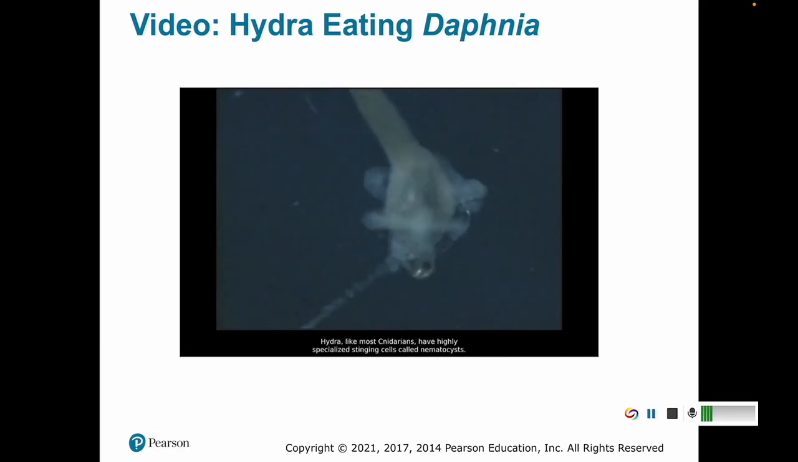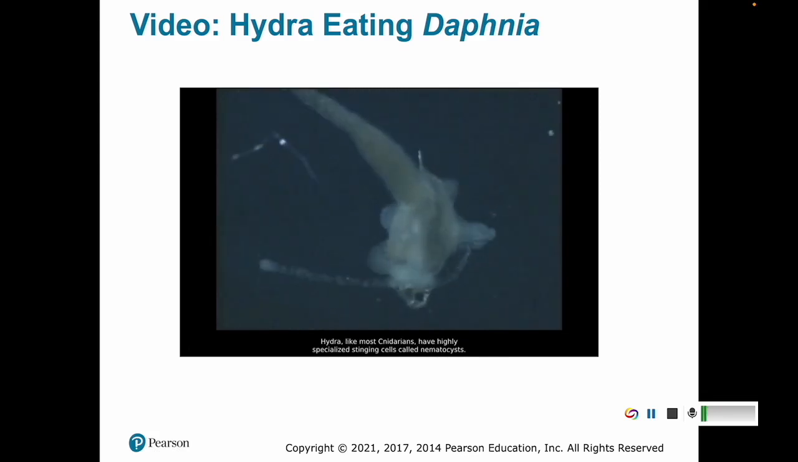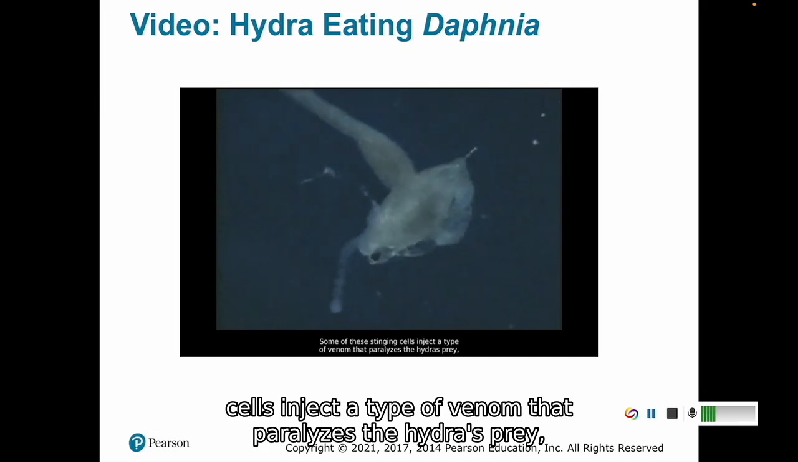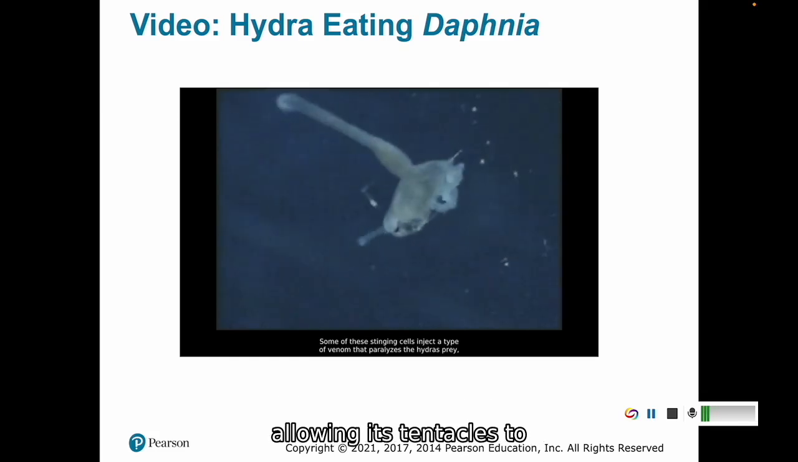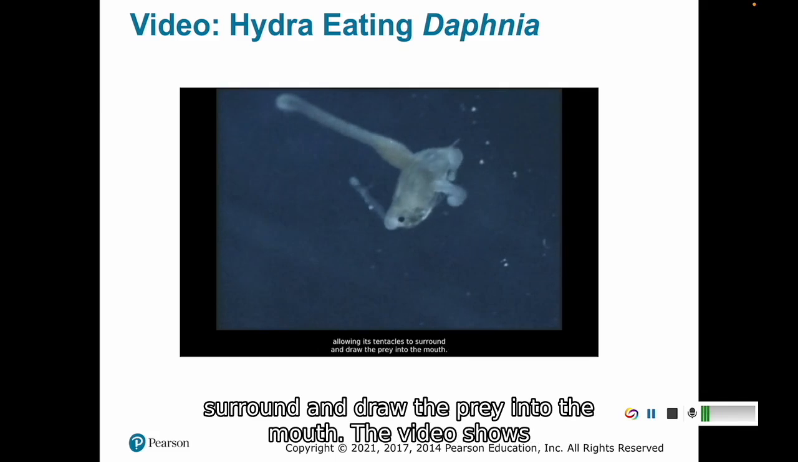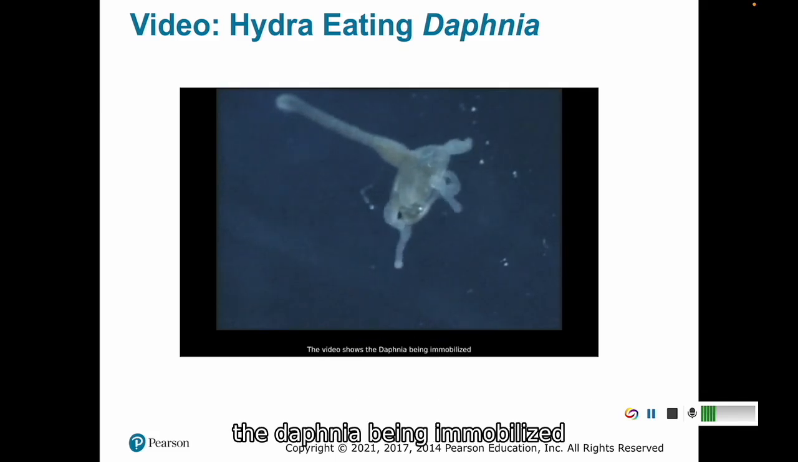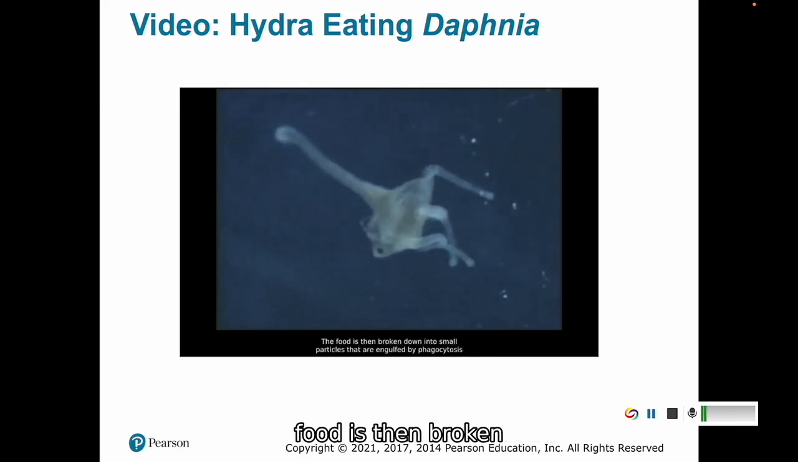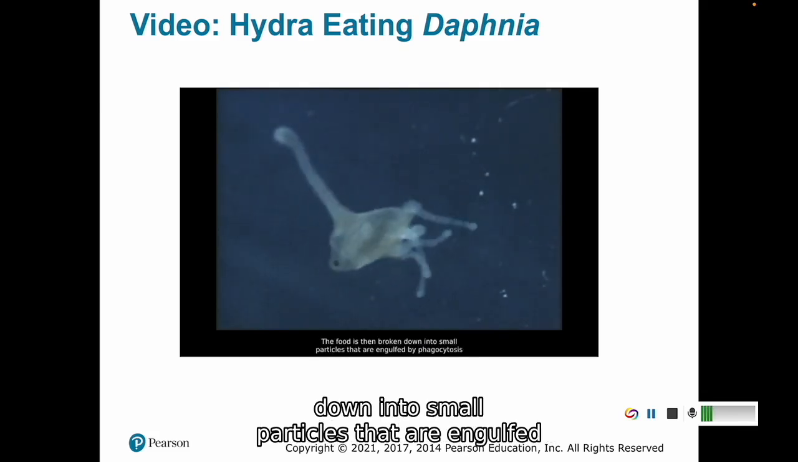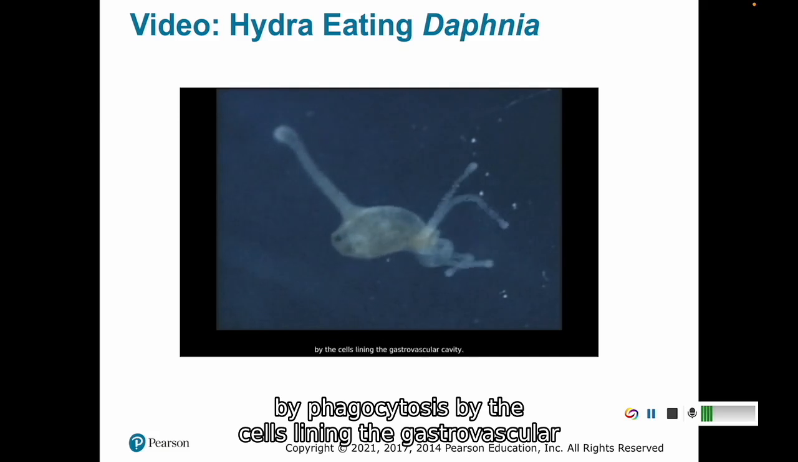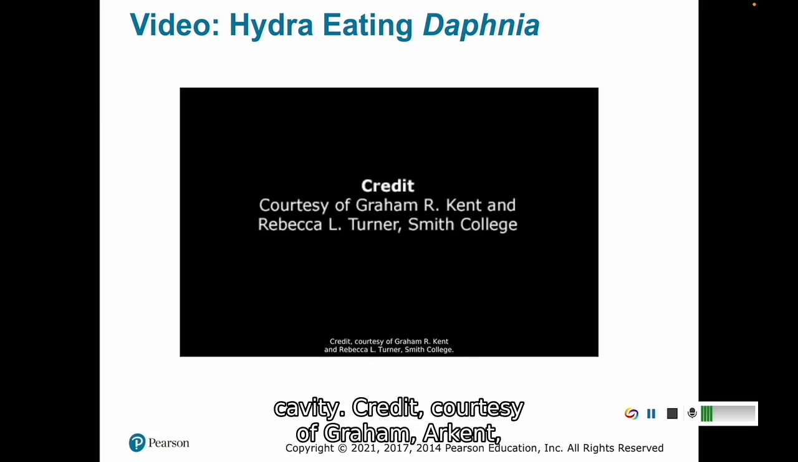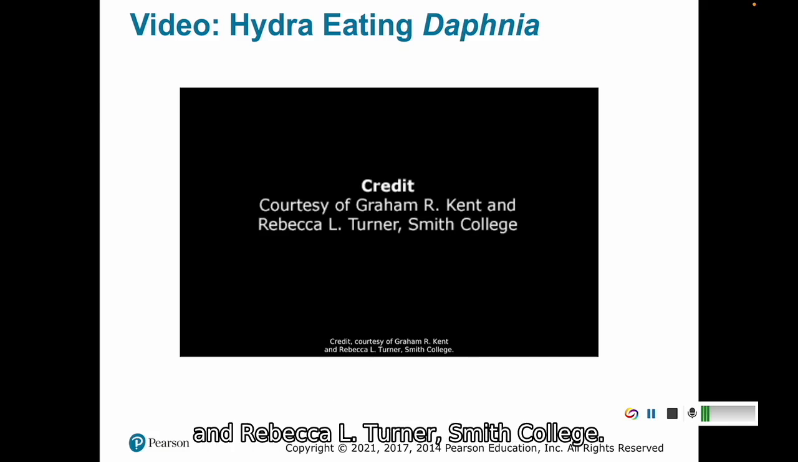Hydra, like most cnidarians, have highly specialized stinging cells called nematocysts. Some of these stinging cells inject a type of venom that paralyzes the hydra's prey, allowing its tentacles to surround and draw the prey into the mouth. The video shows the daphnia being immobilized and the hydra ingesting the prey into its gastrovascular cavity. The food is then broken down into small particles that are engulfed by phagocytosis by the cells lining the gastrovascular cavity. Credit courtesy of Graham R. Kent and Rebecca L. Turner, Smith College.